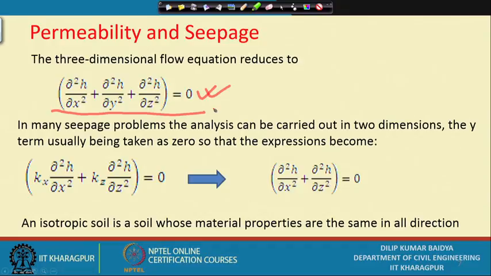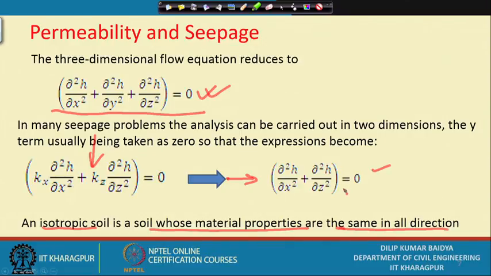This is the expression I am getting for the isotropic condition. In many seepage problems, instead of handling three dimensions, we handle two dimensions, taking one dimension as 0, and then this expression reduces to this equation for the generalized two-dimensional form, and this one for the isotropic two-dimensional condition. We are using the term isotropic again and again. Isotropic means the soil whose material properties are the same in all directions.